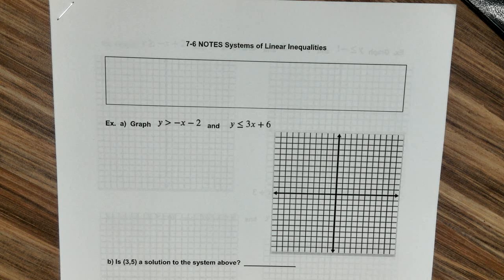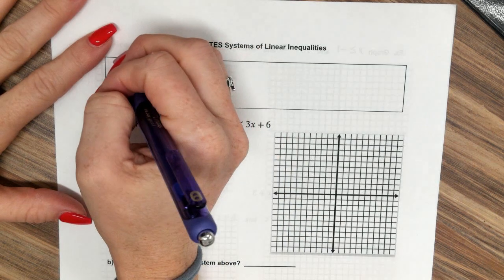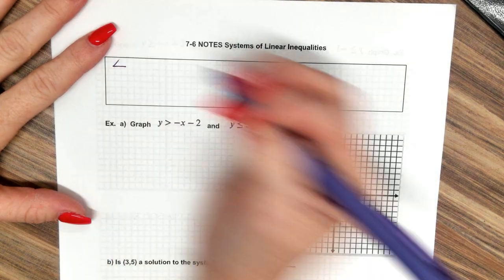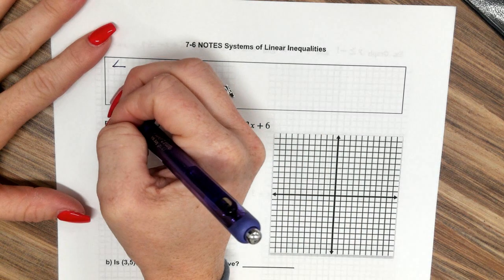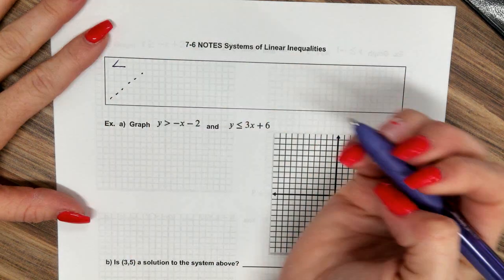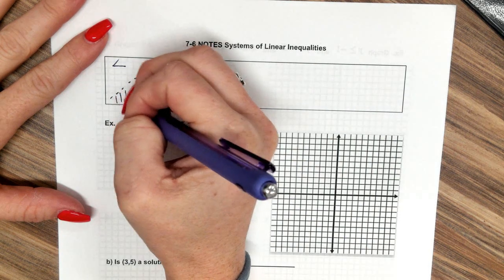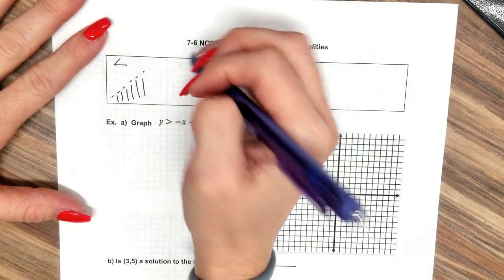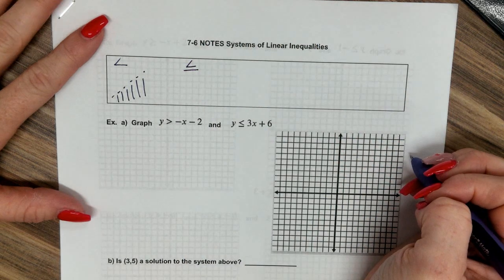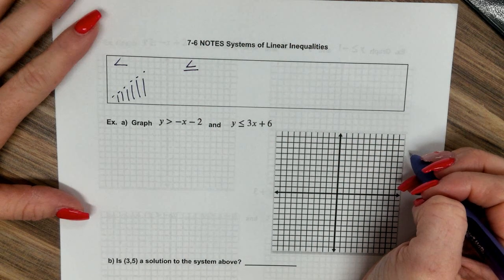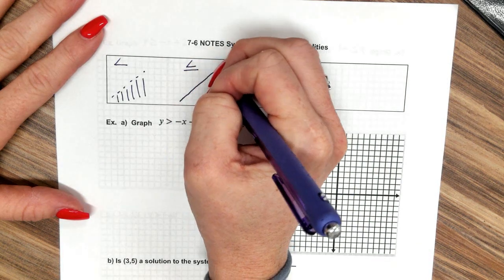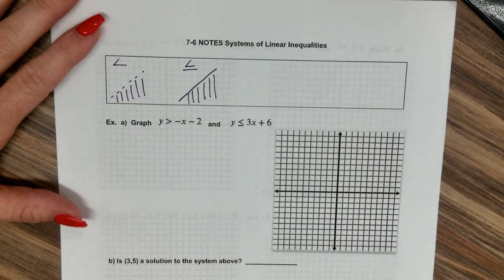You would graph a line, and then you would have to decide if it's dashed or solid, and then you would have to shade up or down. Okay? So let's go over the basic things that you need to know. Remember that less than would be a dashed line, shaded where? Below. Less than or equal to would be a solid line, shaded below.